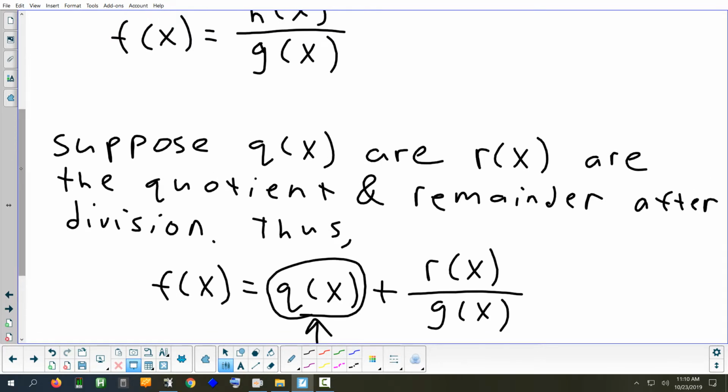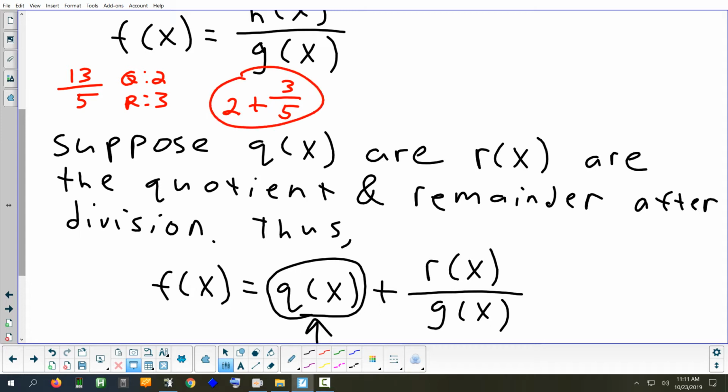Just like if I were to do, let's see, 13 divided by 5. The quotient is 2, the remainder is 3. I can write my answer as quotient plus remainder over original denominator. And if I did everything correct, this should equal the original problem. And it does. 2 3/5 is the same as 13/5. That's what this part is saying right here.